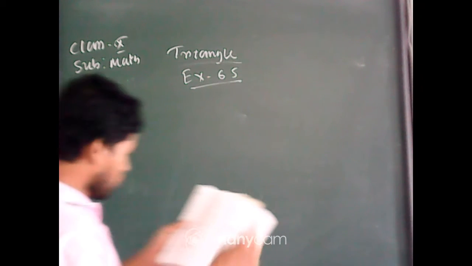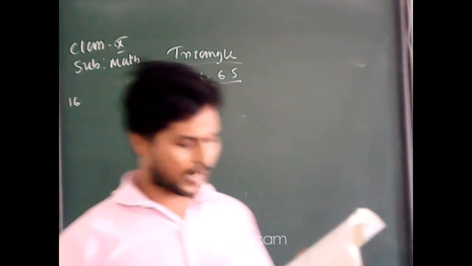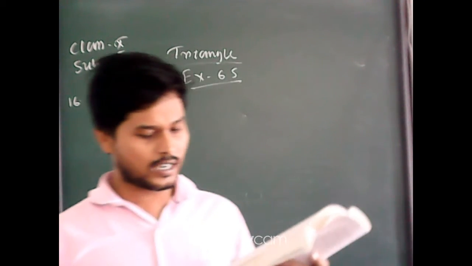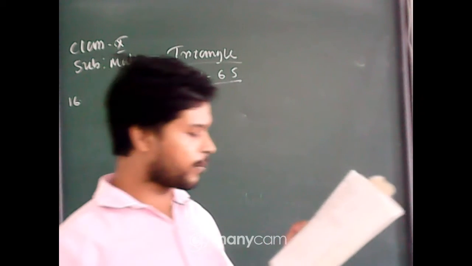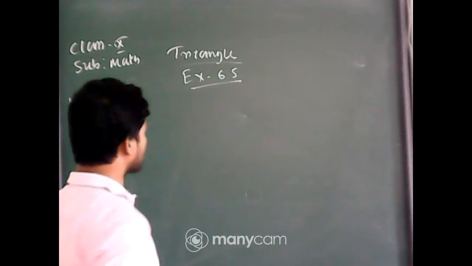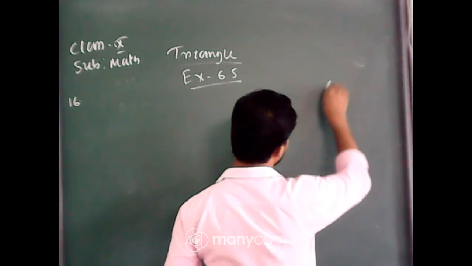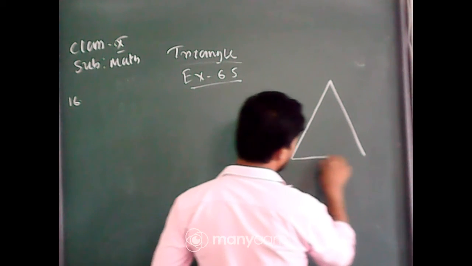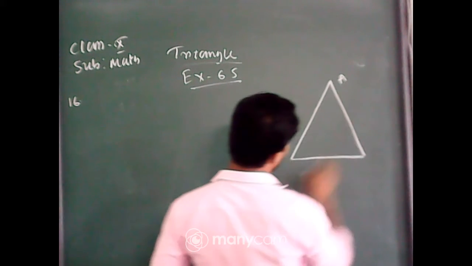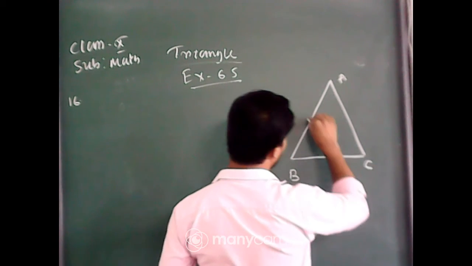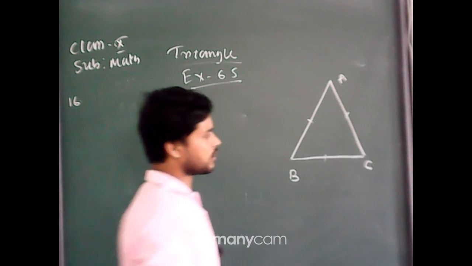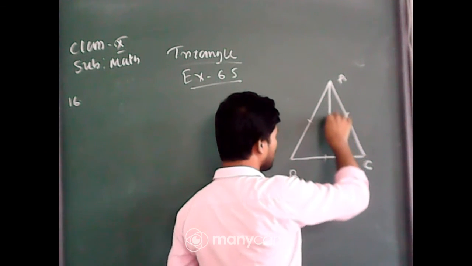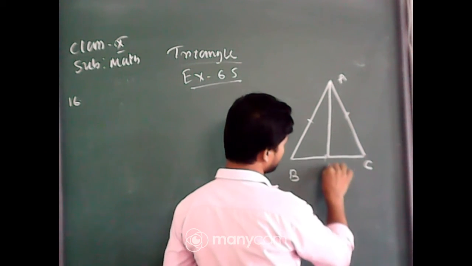Okay, so look at question number 16. An equilateral triangle, prove that 3 times the square of one side is equal to 4 times the square of one altitude. Okay, so let us draw an equilateral triangle. Let ABC be an equilateral triangle, though it is not looking like one, but let us assume it is. We know that in an equilateral triangle all sides are equal, and let AD be the altitude, AD is the height.